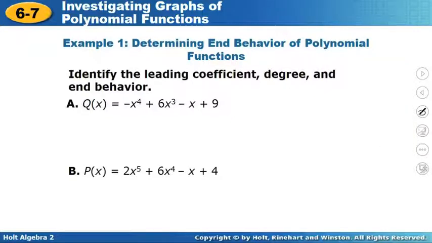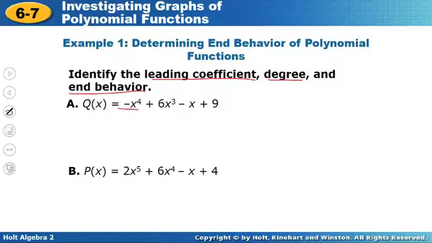So let's jump into a couple examples. There are 4 of these, but I'm just going to do these first 2. We have the function q of x. All we need to identify is the leading coefficient, just to tell us whether it's positive or negative, and the degree, just to tell us if it's even or odd. Once we know that, then we can establish which directions the end behaviors go.